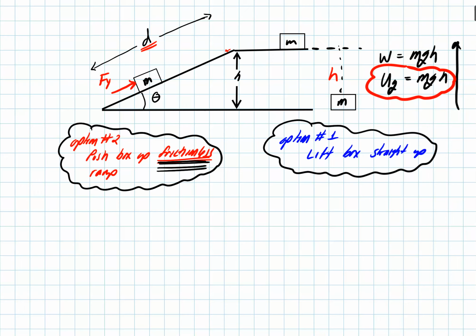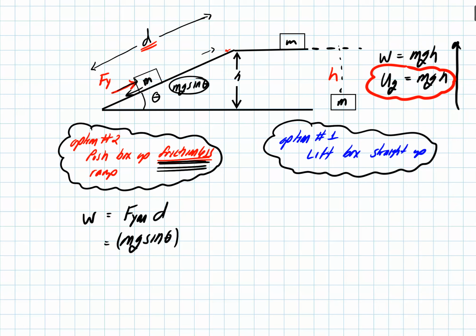I'm not going to draw the free body diagram, but if this doesn't look familiar, you might want to review it. When you're on an incline, the component of gravity that's acting down the ramp is going to be mg sine theta. And so on average, that's going to be your force. At the beginning, you're going to have to push up a little bit harder to get it to move, but at the end, you're going to push up with a little bit less. So on average, your force is going to be mg sine theta.